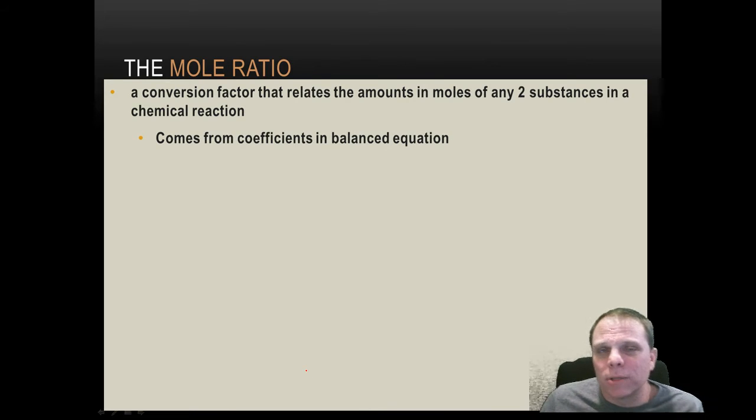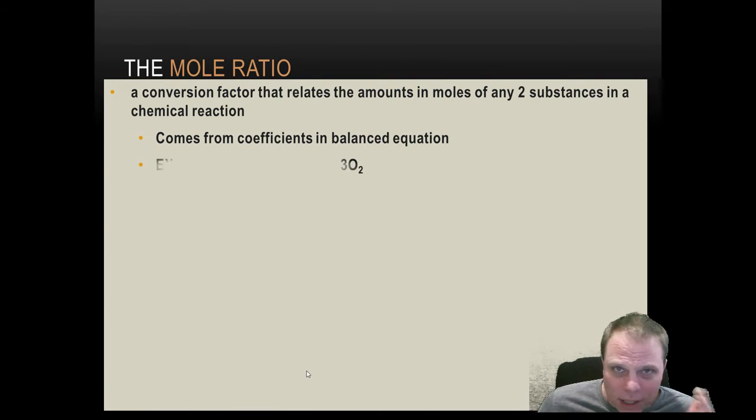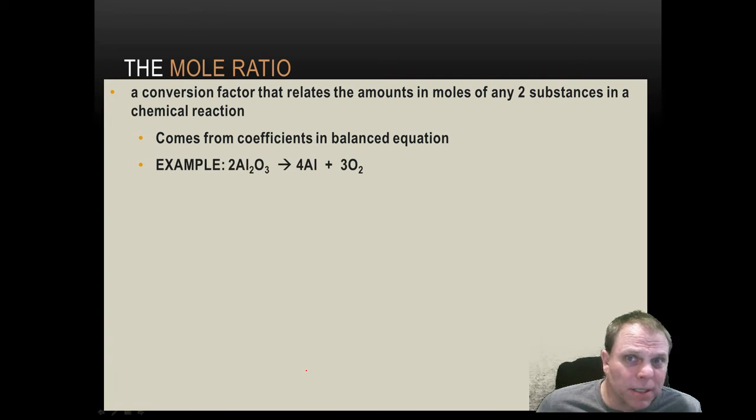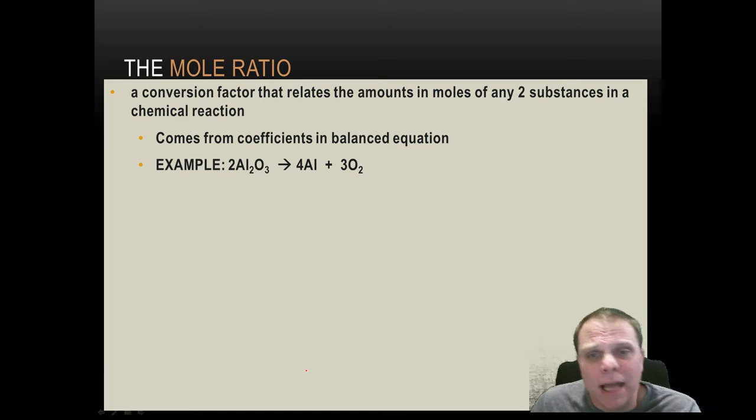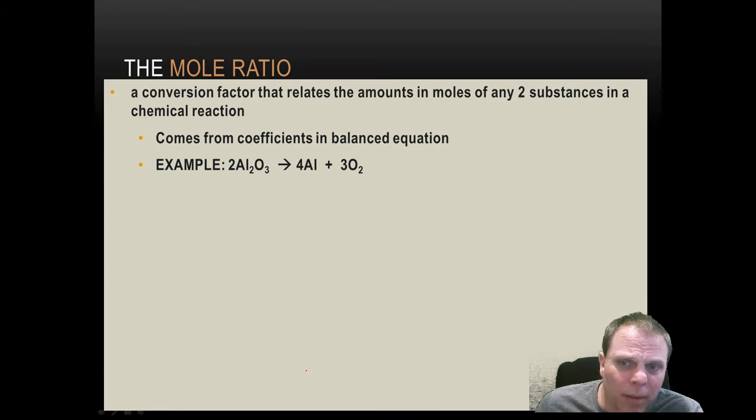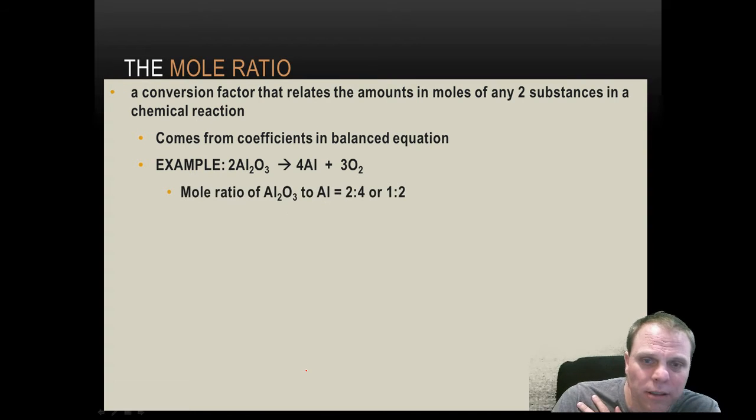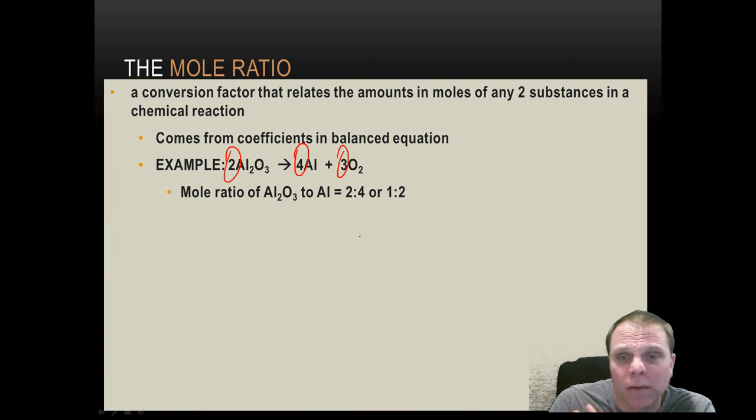Remember, the mole ratio is going to look at the coefficients, assume that they are moles of the substance in a balanced chemical equation, and then we can just make a ratio out of those. So for instance, if I have this aluminum oxide and that is decomposing to give us aluminum and oxygen, I can use that 2, 4, 3. I can use these little mole ratios.